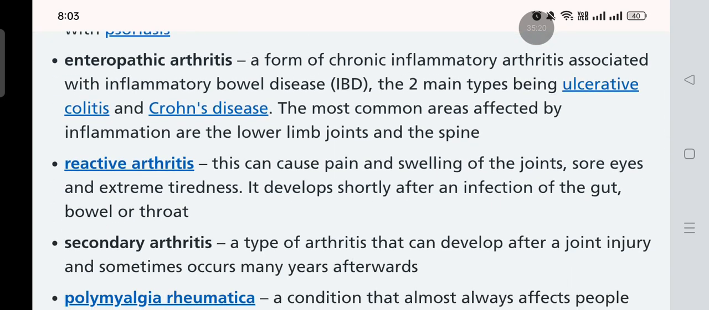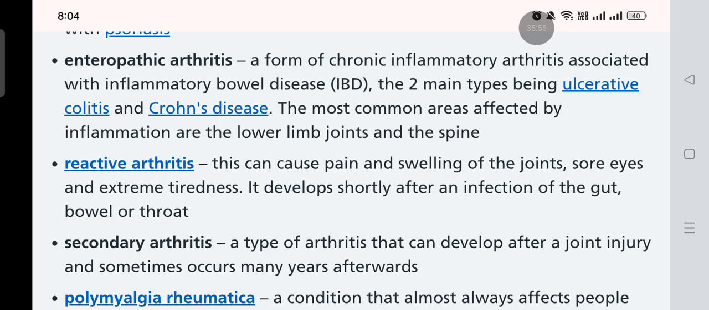Enteropathic arthritis, a form of chronic inflammatory arthritis associated with inflammatory bowel disease, the two main types being ulcerative colitis and Crohn's disease. The most common areas affected by inflammation are the lower limb joints and the spine.